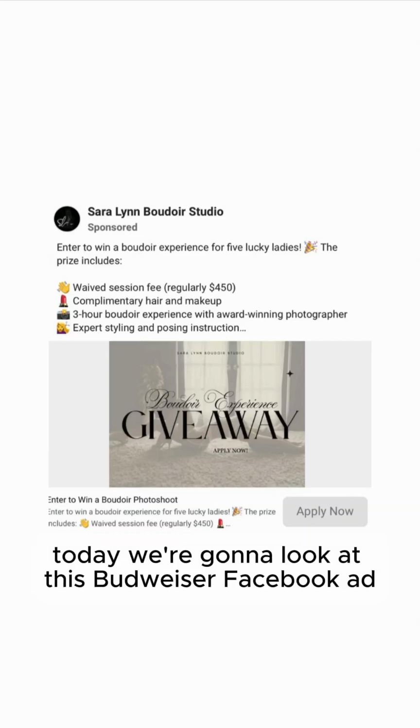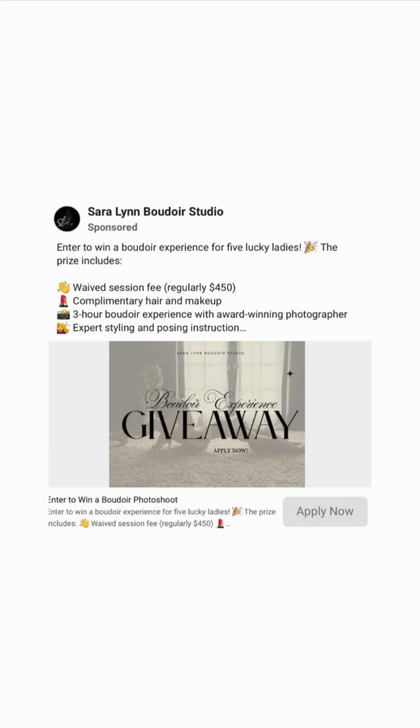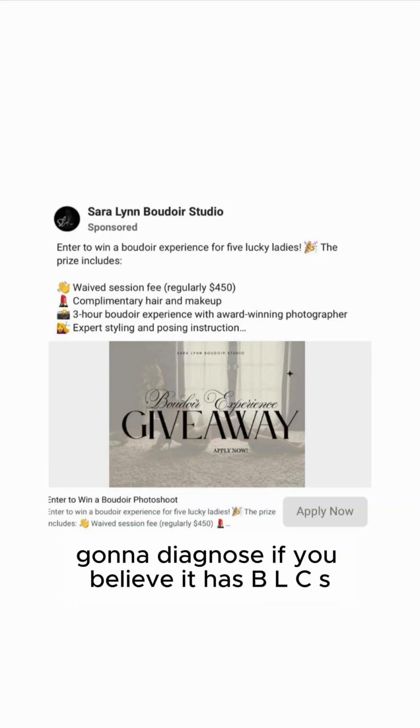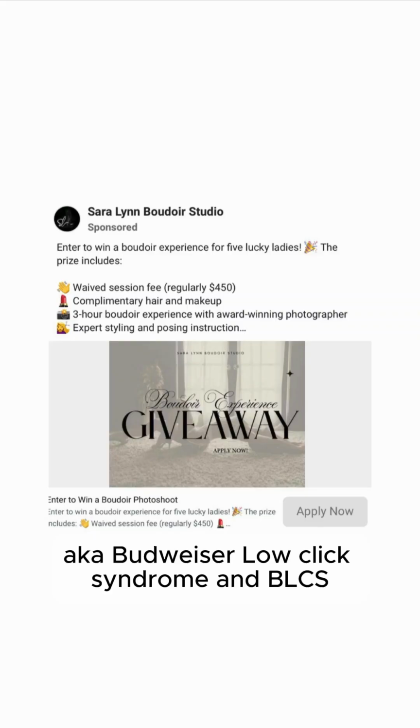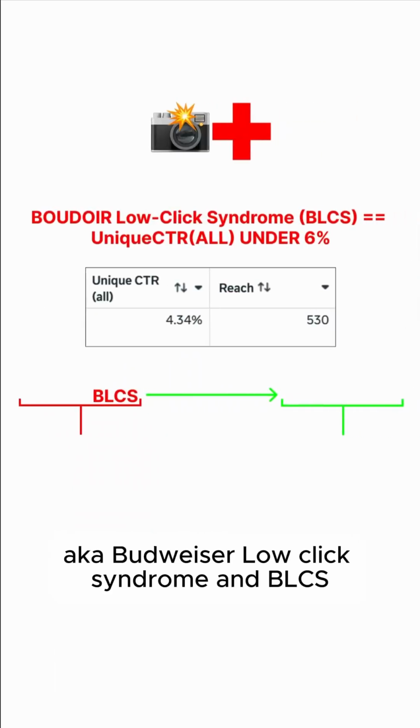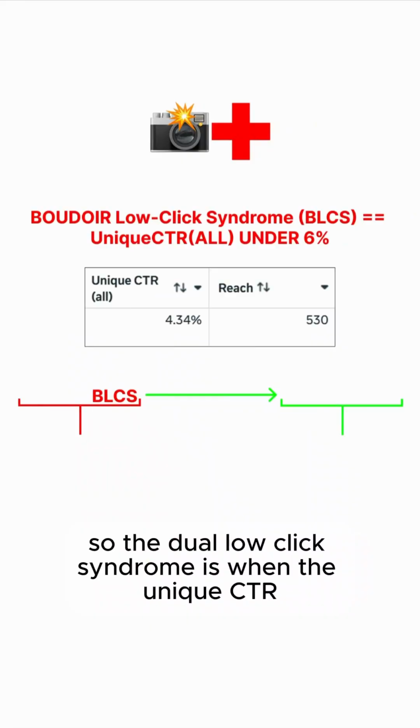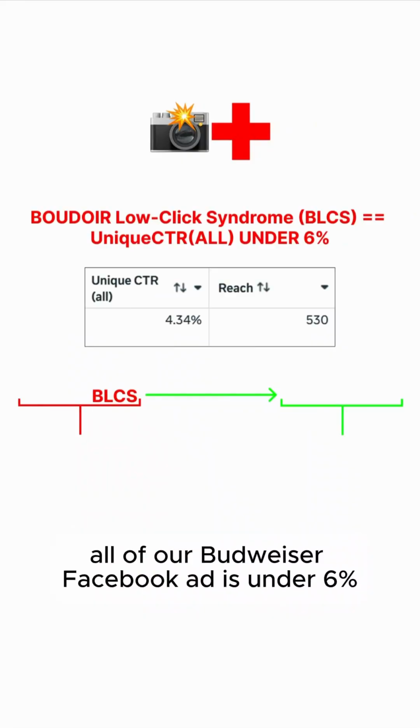All right, y'all. Today we're going to look at this Boudoir Facebook ad. Going to diagnose it, see if we believe it has BLCS, aka Boudoir Low Click Syndrome. So, Boudoir Low Click Syndrome is when the unique CTR all of our Boudoir Facebook ad is under 6%.